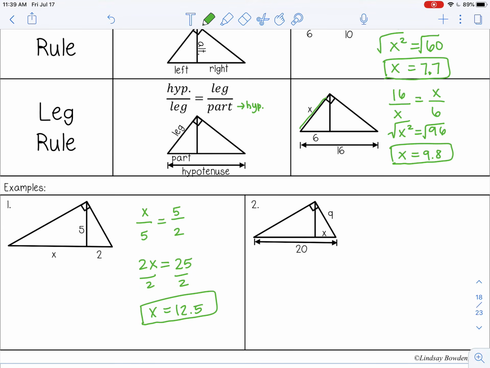Alright, and then in the last example, this is the leg rule. So hypotenuse over leg, so 20 over 9 equals leg, so 9 over part. And remember, it's part of the hypotenuse, so x. Alright, so cross multiply. 20 times x is 20x. 9 times 9 is 81. I'm going to divide by 20 on both sides. So 81 divided by 20, and I get 4.05, which would round to 4.1.